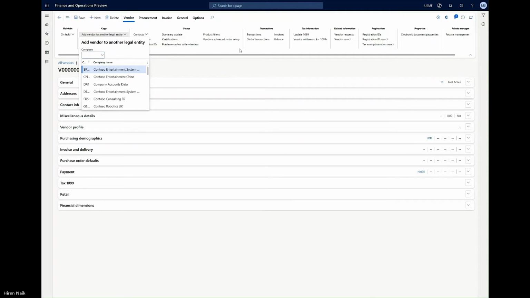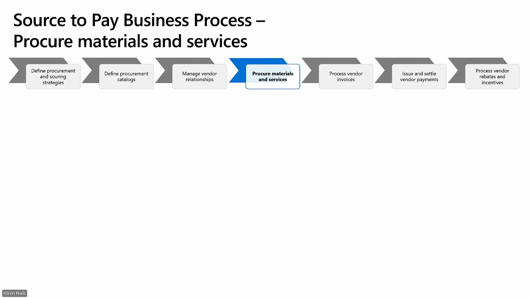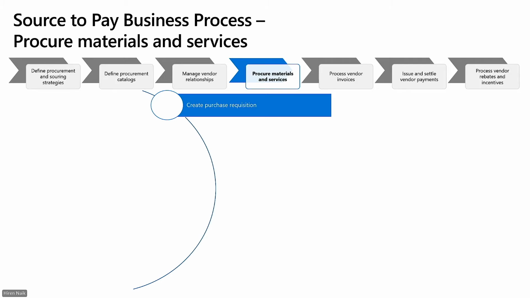Now let's move on to the next process: procure materials and services. The procurement of materials and services within the source-to-pay business process focuses on efficiently meeting the organization's needs by acquiring essential materials or services. It covers the activities that are required to create the order to the external vendor. The goals are to ensure the availability of materials and services for the organization and to efficiently manage inventory levels and costs. Create purchase order, create purchase requisition.